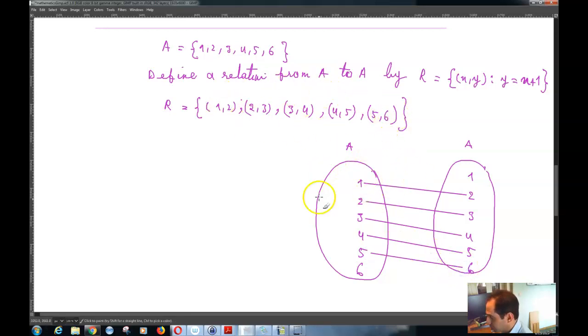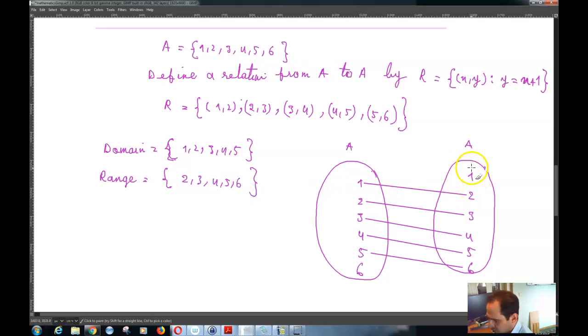So the domain of this relation would be 1, 2, 3, 4, 5, and not 6, of course, because it's not mapped to anything. The range is 2, 3, 4, 5, and 6, and not 1, because it's not mapped to. And the codomain is 1, 2, 3, 4, 5, and 6, which is the set A itself.